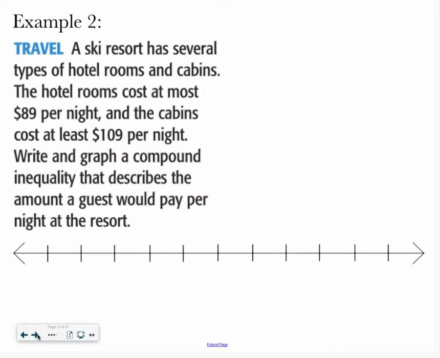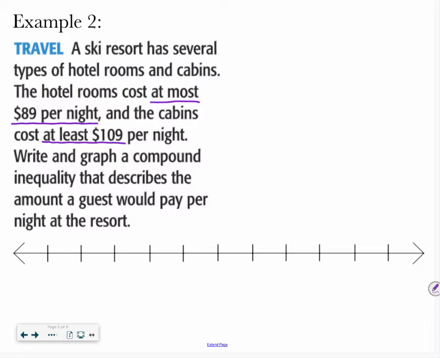Okay, let's look at a word problem. We have a ski resort that has several types of hotel rooms and cabins. The hotel rooms cost at most $89 per night. And the cabins cost at least $109 per night. Write and graph a compound inequality that describes the amount a guest would pay per night at the resort.